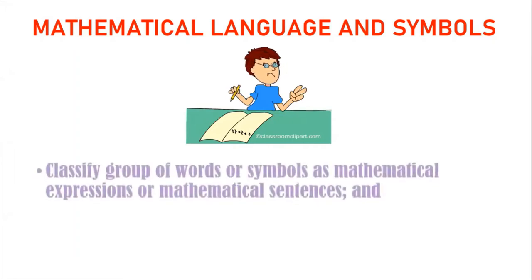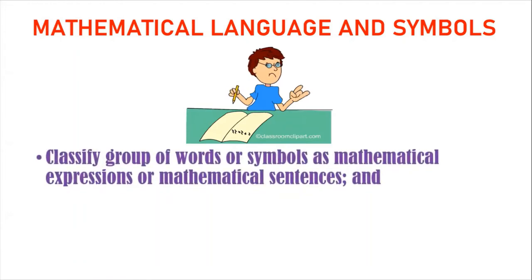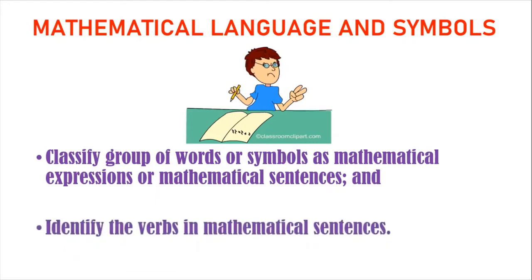Now, with this topic on mathematical language and symbols, we have the following objectives. The first one is to classify group of words or symbols as mathematical expressions or mathematical sentences, and identify the verbs in mathematical sentences.